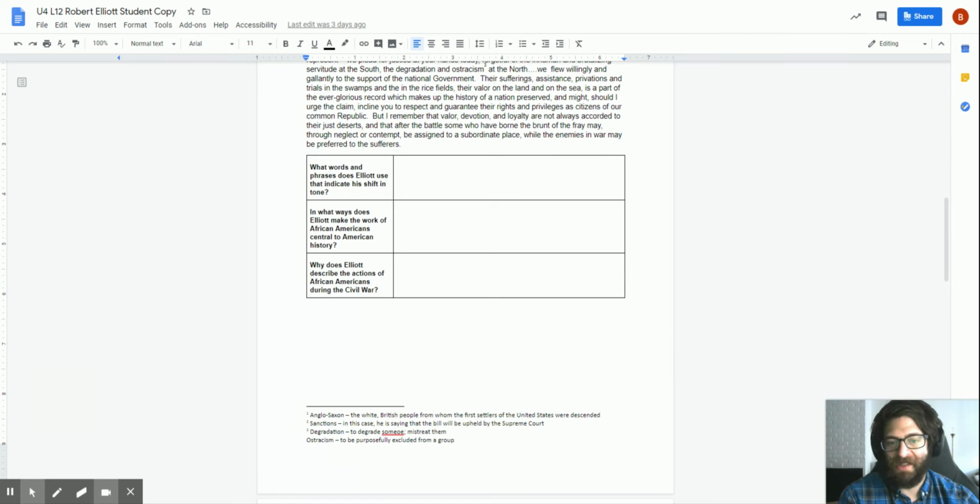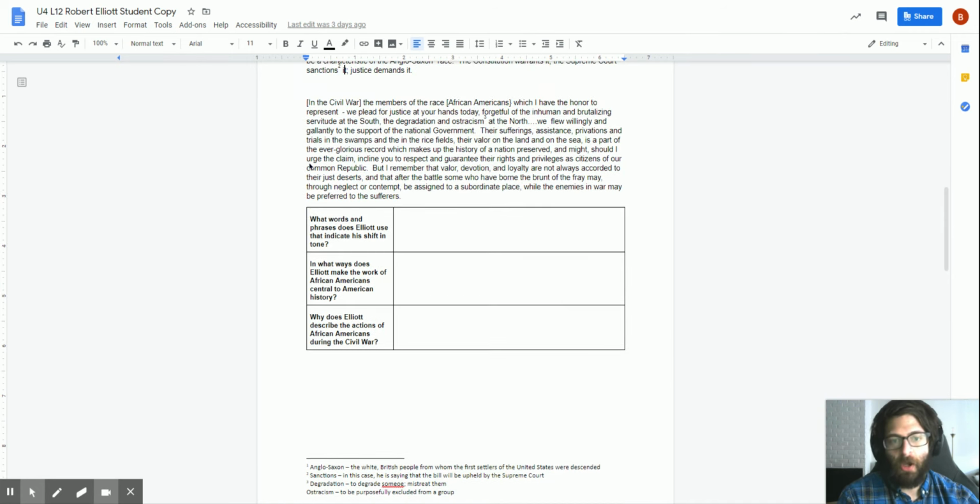So what words and phrases does Elliott use to indicate his shift in tone? So reading the words are going to give off a certain impression and a certain idea of how they should be read. And especially when you consider this to be a speech, right? So as it's out loud, you'll know that, okay, he might sound like angry here, or he might sound like he's trying to convince somebody. Think about how he comes across in the words.